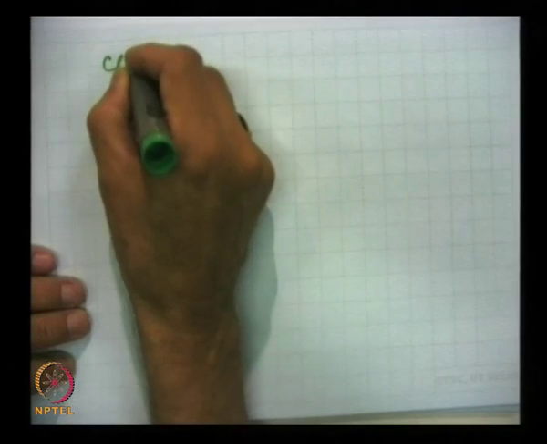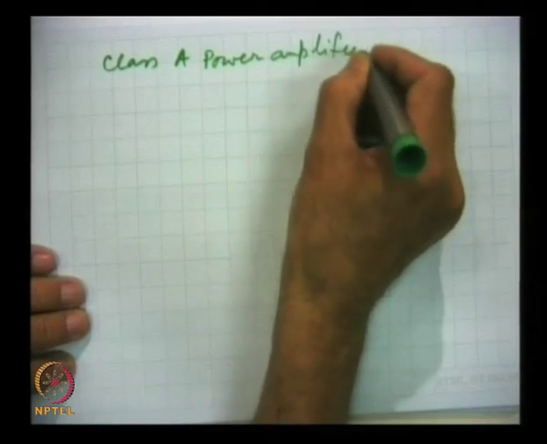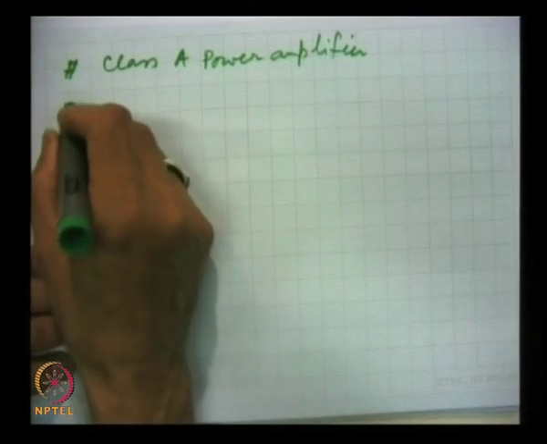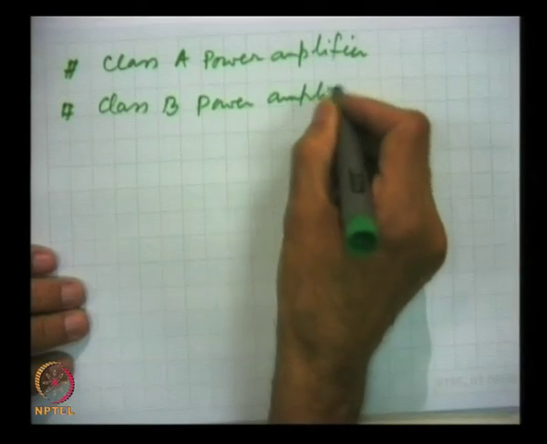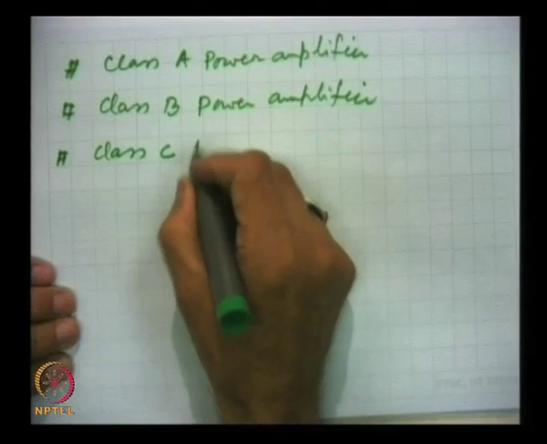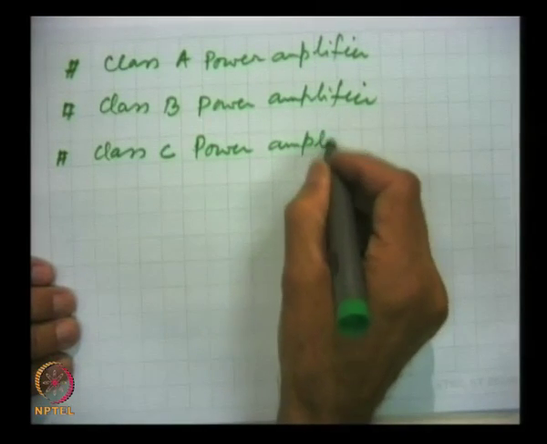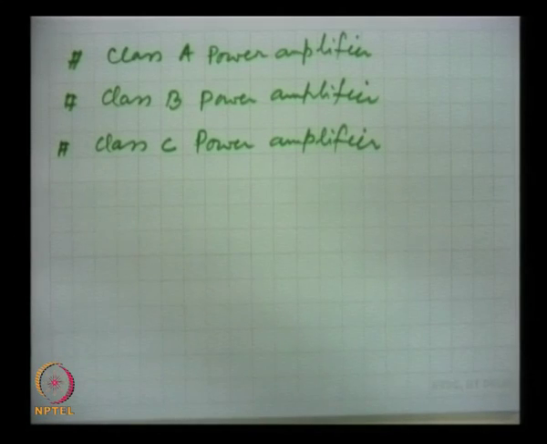And here the classification based on this, I will just further explain. We have broadly three types of power amplifiers, and these are class A power amplifier, class B power amplifier, and class C power amplifier.